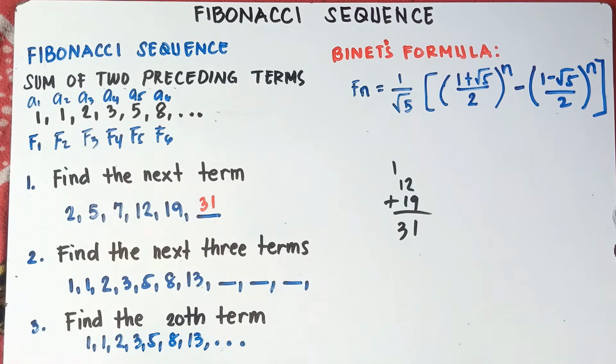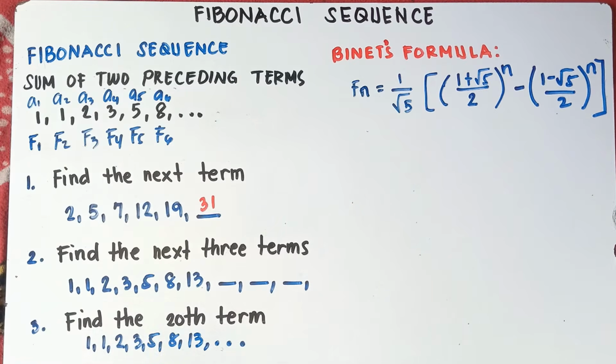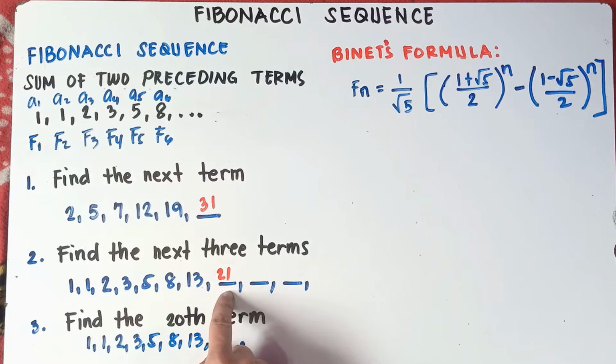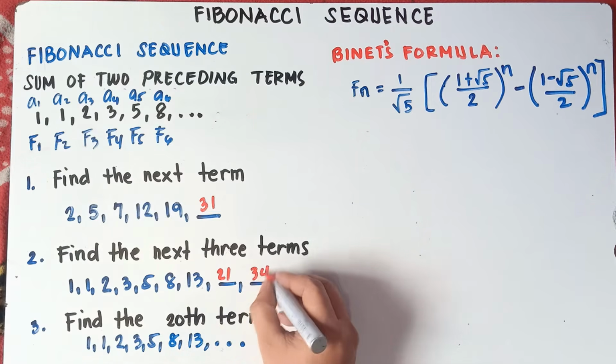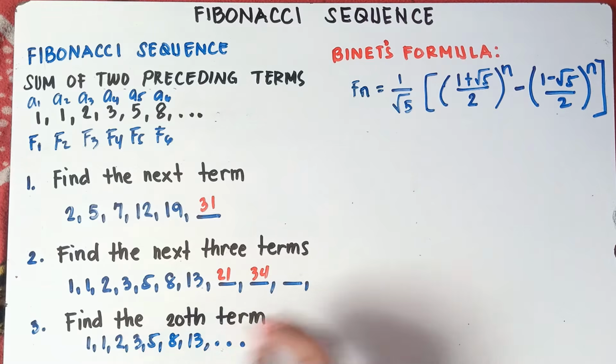Easy, right? For Fibonacci. Let's try number 2, class. Find the next 3 terms. Once again, you simply add. 1 plus 1 is 2. 1 plus 2 is 3. 2 plus 3 is 5. 3 plus 5 is 8. 5 plus 8 is 13. So 8 plus 13 would be 21. And 13 plus 21, class, what would be the answer? 13 plus 21 is 34. And 21 plus 34 would be 55.